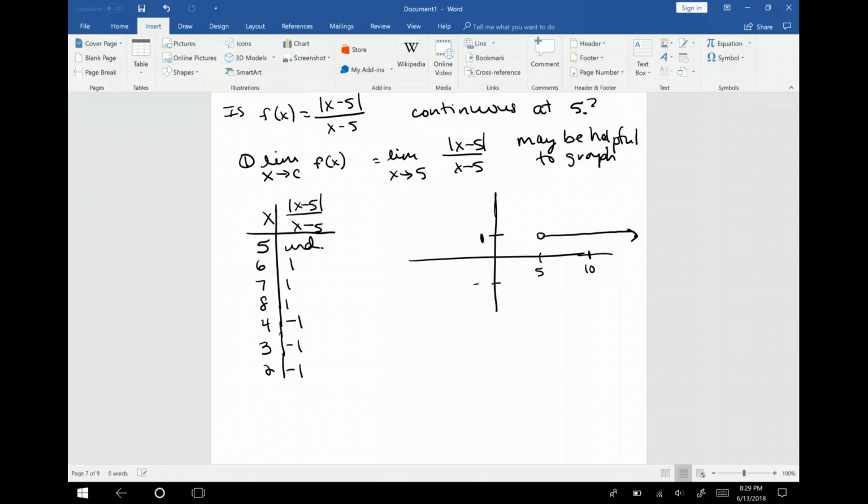So let's say this is negative 1. Everything is going to be a negative 1. It's not defined at 5, so I have to put a circle there. It just isn't defined at 5.